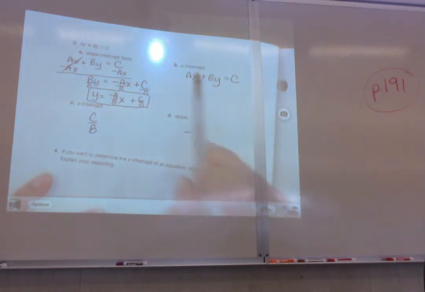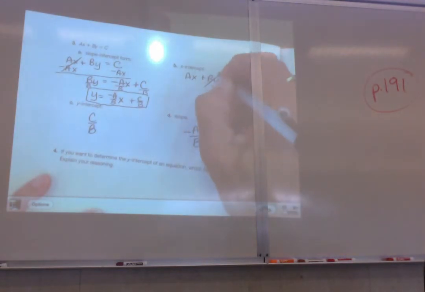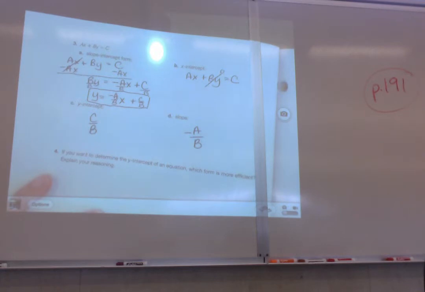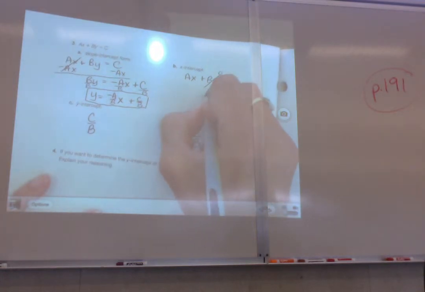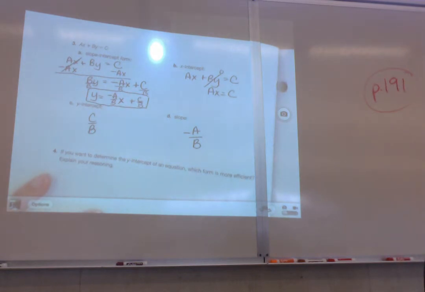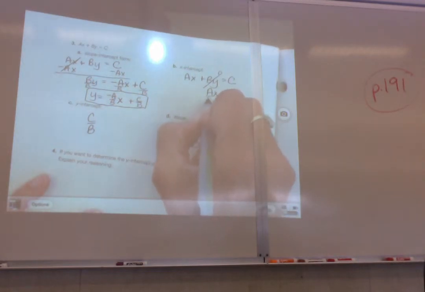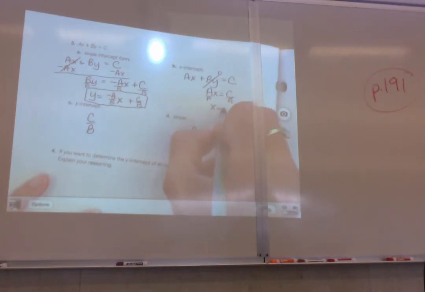What you need for an x-intercept is the spot where y is 0. So we start off by making this whole thing 0. Ax equals c. We need to get x by itself. Christopher B, what would we do? Divide by. Thank you. X equals c over a.